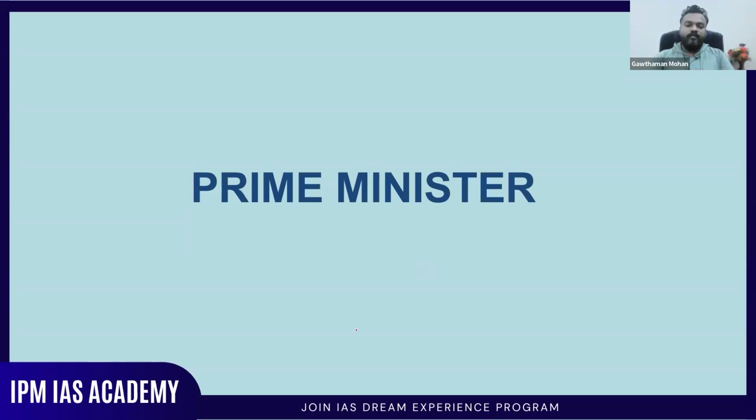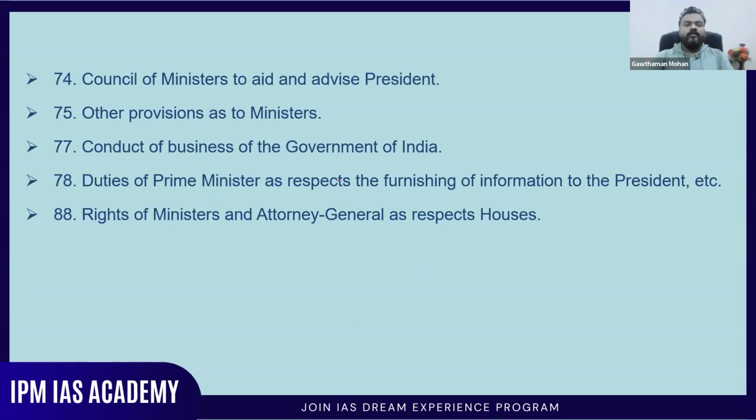Okay, let us try to understand about Prime Minister. These are the important articles which are connected with the Prime Minister. Article 74 of the Indian Constitution talks about the Council of Ministers to aid and advise the President. So there is a mention of the Prime Minister. Article 75 deals with other provisions as to ministers.